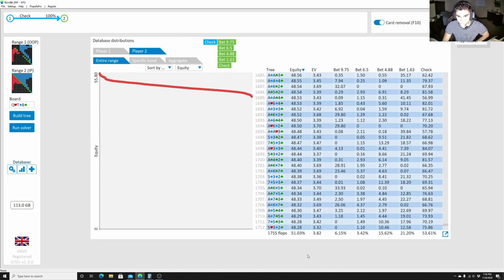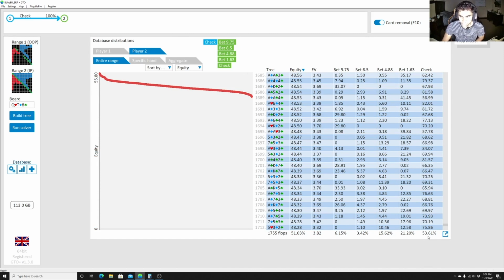So what I wanted to do was quickly go over the sims and give you kind of a high-level overarching view of what strategy looks like from the button versus big blind to kind of warm you up for the more detailed content that I have on the way. First off, let's look at some frequencies. So you can see that we're checking 53.61% of the time.